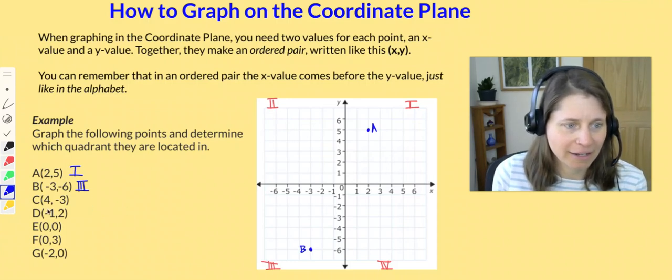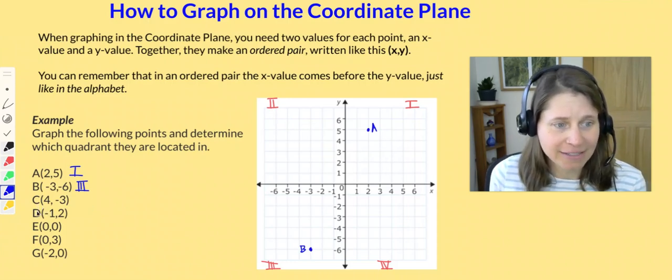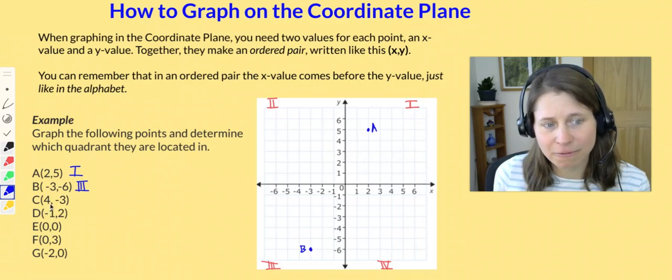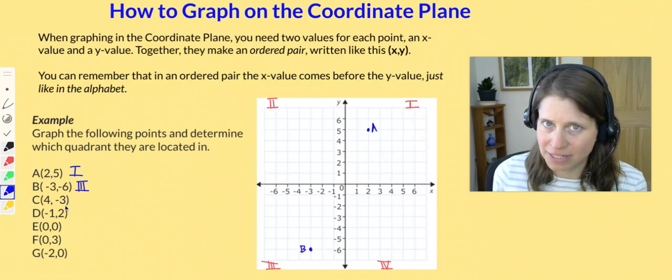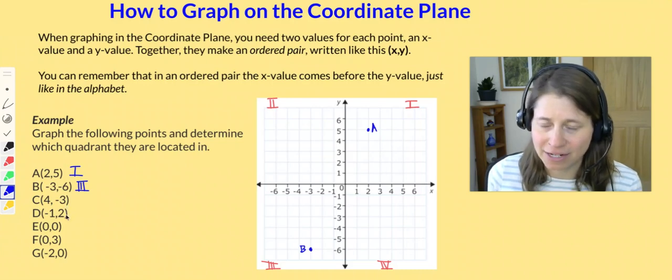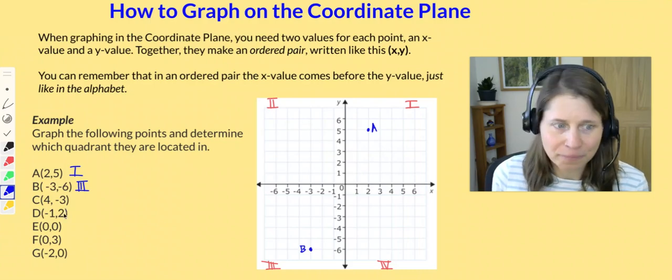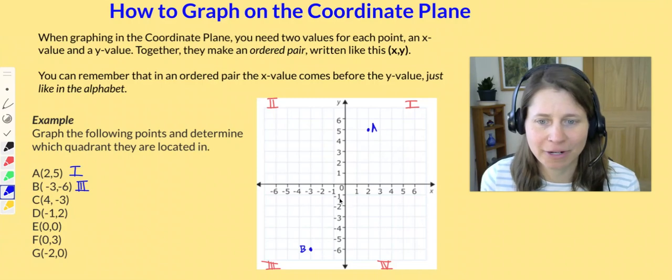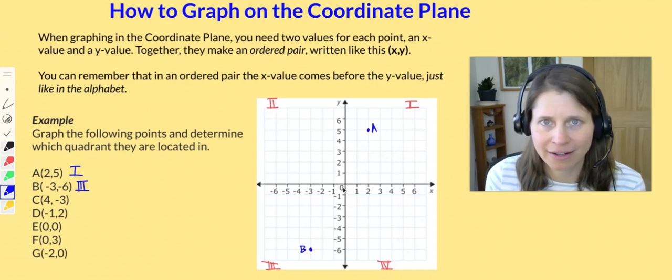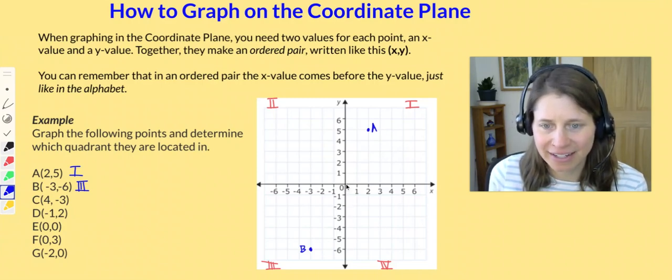All right. Point C is next. This is where x is positive 4 and y is negative 3. Do you want to take a moment to see if you can figure out where that's going to go? You want to find x is 4 and y is negative 3. Where will that be? All right, let's do it together.